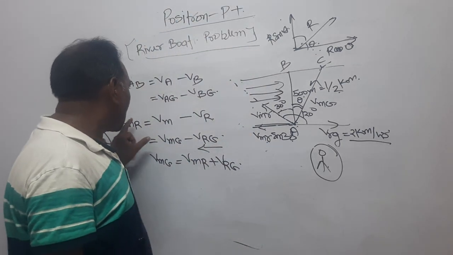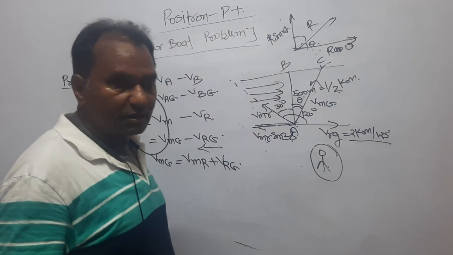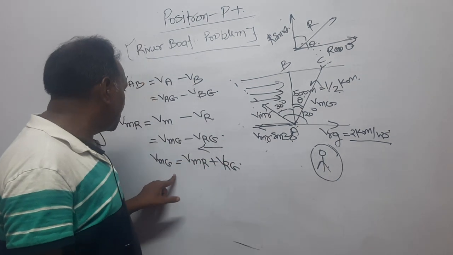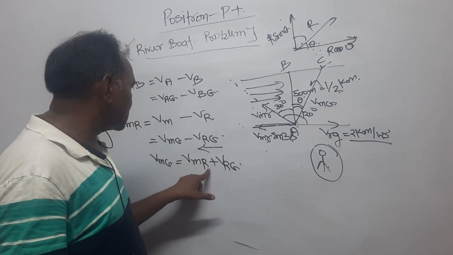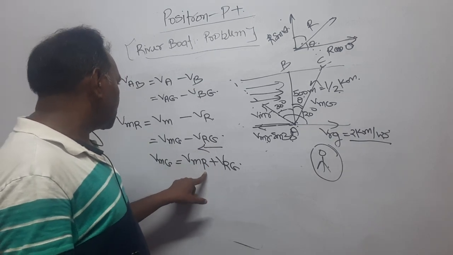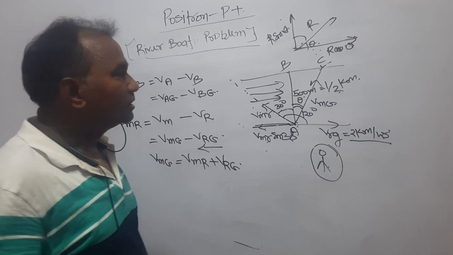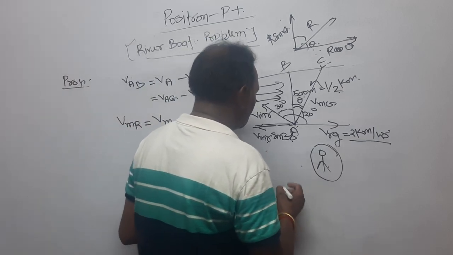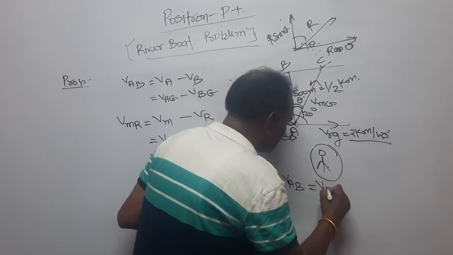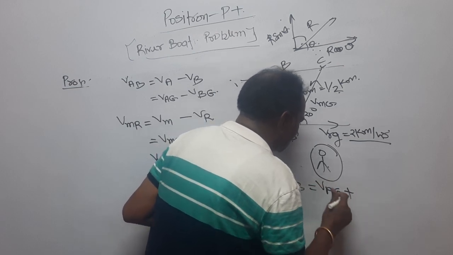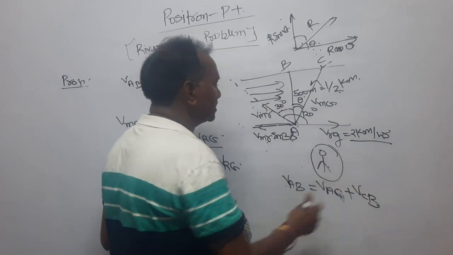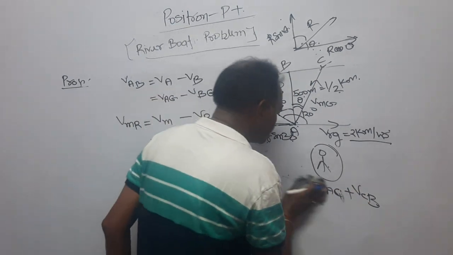Now look here, VMR is VM minus VR. The common frame of reference, let it be the ground. So you can write VMG is equal to velocity of man with respect to river plus velocity of river with respect to ground, so it is VMR plus VRG, right? You can write in this way: VAB is equal to velocity of A with respect to C plus velocity of C with respect to B. It can be written in this way.